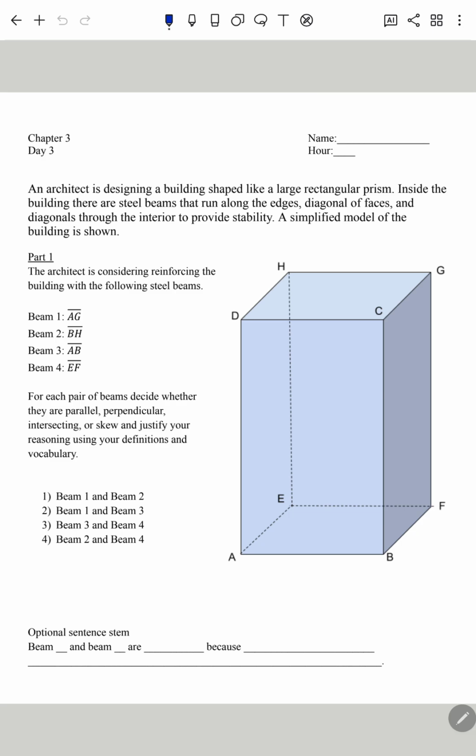So the architect is considering reinforcing the building with the following steel beams. Then I have my beams listed. Some of them are shown clearly as segments. Other ones they would have to draw in to understand them. Then I asked them to identify them as parallel, perpendicular, intersecting, or skew, and to justify using definitions and vocabulary. I gave an optional sentence stem.